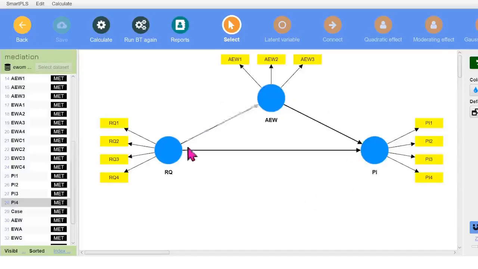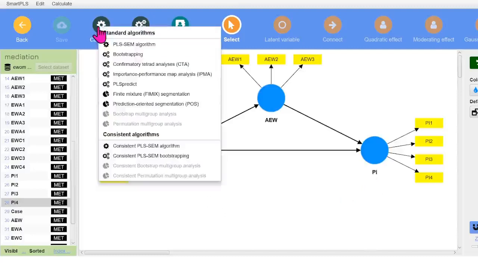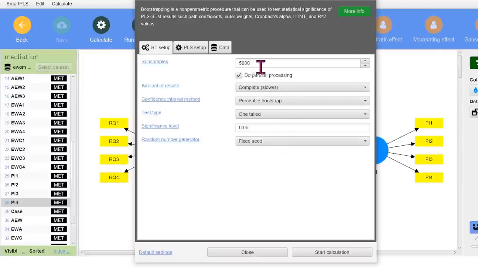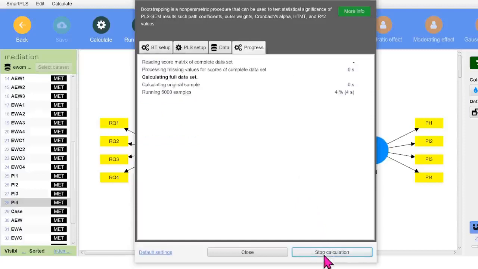All right, I have this model over here. You can see the review quality, RQ, is my independent variable. Attitude towards EWOM, that is AEW, is my mediator. And purchase intention is my dependent variable. What I'll simply do now is click on calculate. I'll click on bootstrapping, and I'll put the settings as 5,000 subsamples, complete bootstrapping, and one-tailed t-test, and level of significance 0.05. Start calculation. It's a very simple model, so it won't take very long.